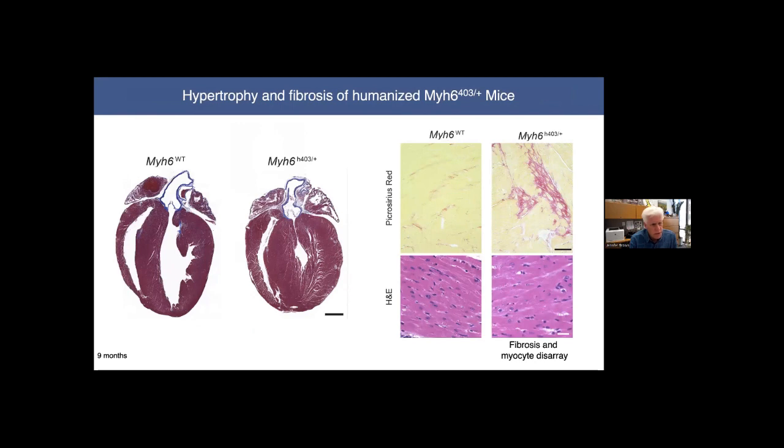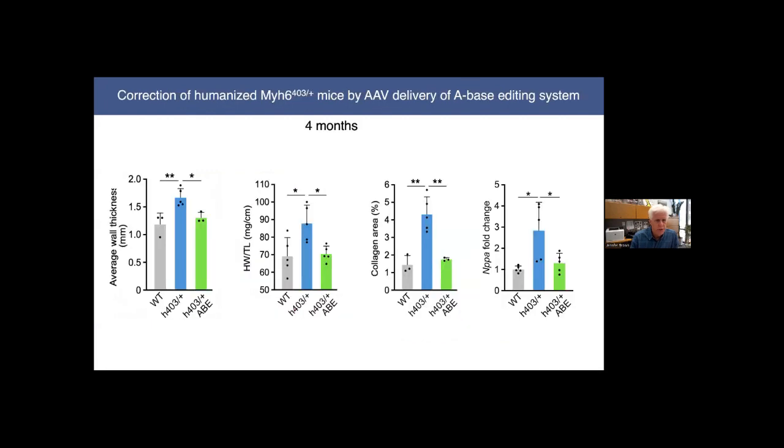So here you can see the heterozygous myosin heavy chain 6 mutation in mice. It leads to severe hypertrophy. You can see that here. Here you can see fibrosis in these diseased hearts detected by picrosirius red staining, and you can see myocyte disarray. So we thought this was a useful model to test whether we could correct this mutation in vivo, and this was done by Andreas Chai, an MD PhD student in our lab.